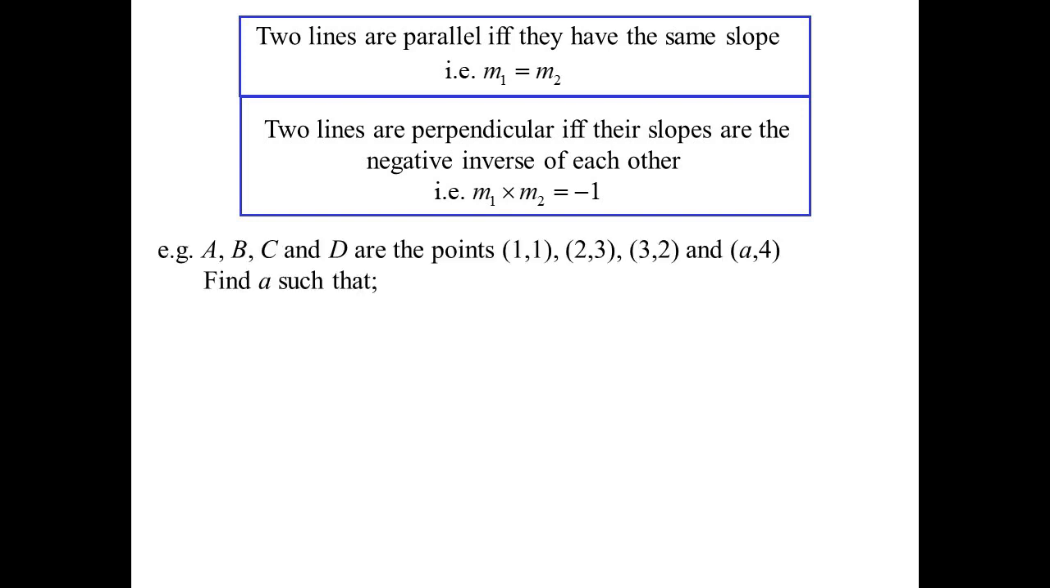So we've got 4 points. Problem is, in our fourth point, we don't know the x value. We want to find it. So first of all, let's find it, if the fact we know is that AB is parallel to CD. So that means the slopes are the same.